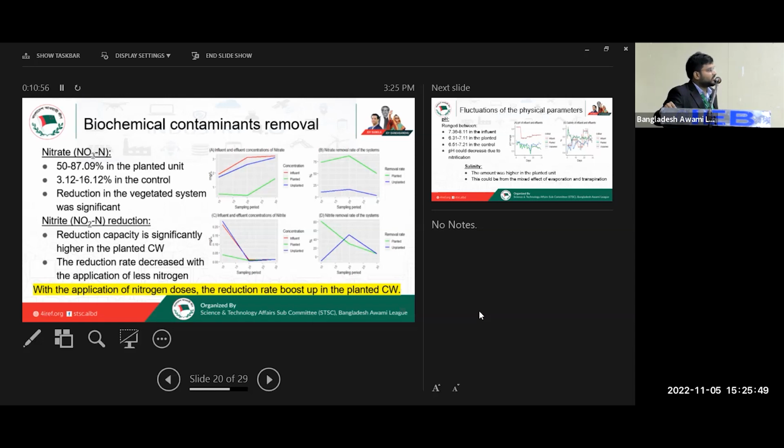The nitrite nitrogen reduction capacity was also significant in the planted constructed wetland, and the reduction rate decreased with the application of less nitrogen. And we also found that with the application of nitrogen doses, the reduction rate also boosted up in the planted constructed wetland.